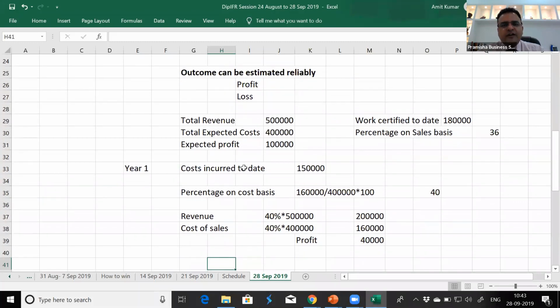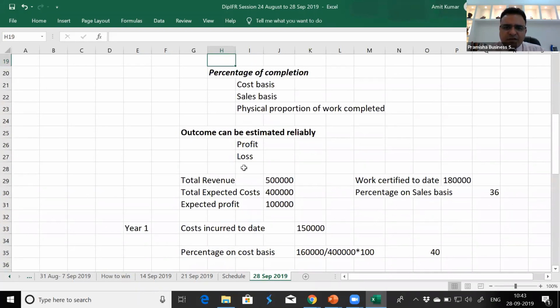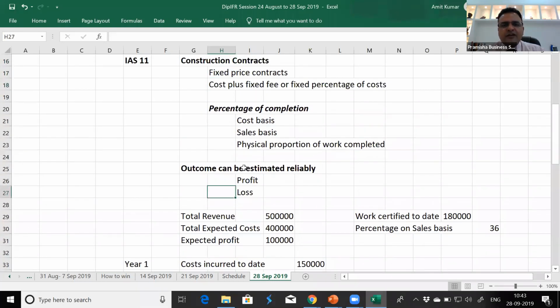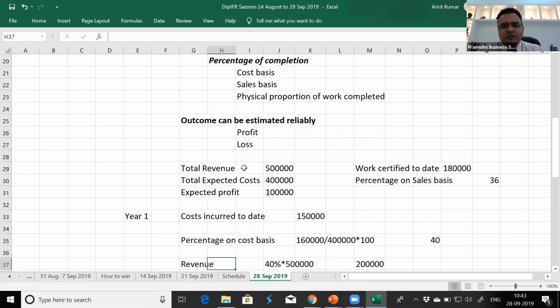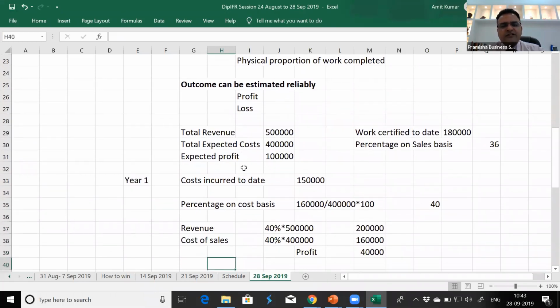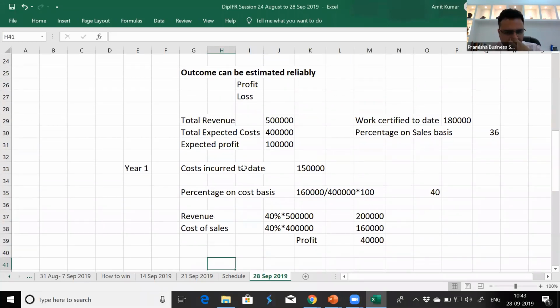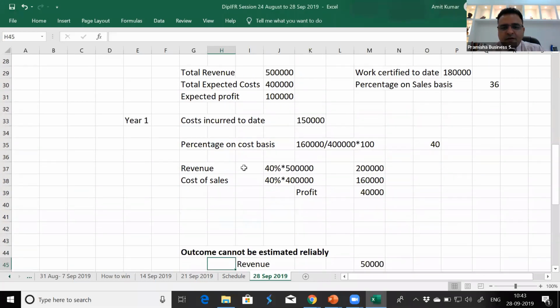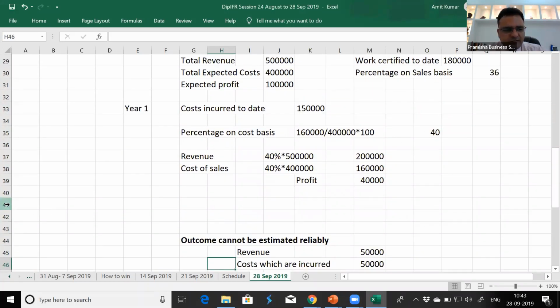So the accounting treatment which we were doing for IAS 11 construction contracts, outcome can be estimated reliably, outcome cannot be estimated reliably, the same accounting is being done for IFRS 15 revenue from contracts with customers. Only thing is the name has changed. It is performance obligation satisfied over a period of time, but the accounting basis, accounting method remains the same. Now, if it is profitable, we are recording profit.